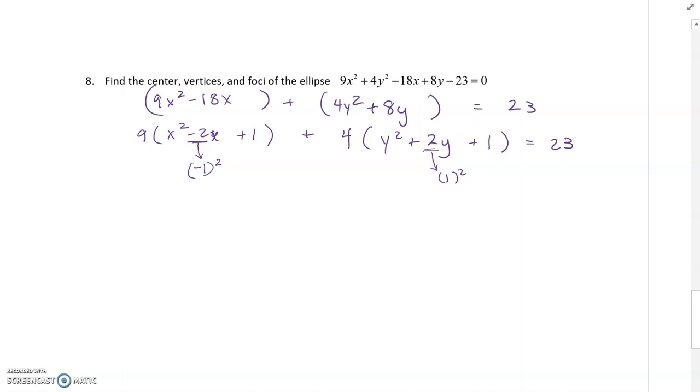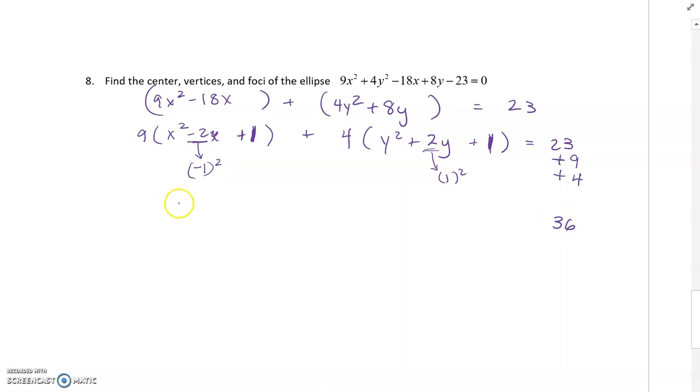Now you can't just add something to one side of an equation and not both. So realize that when I put this 1 in here, because of the 9 in front of that parentheses, I really added 9 to the left side. So we're going to add 9 to the right side. When I put this 1 in this parentheses, I really added 4 to the left side. So I've got to add 4 to the right side. So now the right side becomes 36.